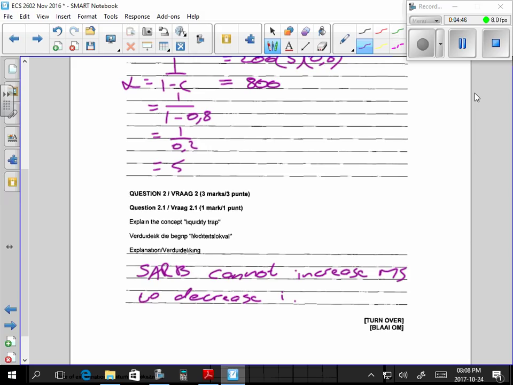In this case, you wouldn't have to use the chain of events. No, it's just explaining what the liquidity trap is. Yeah, you can.